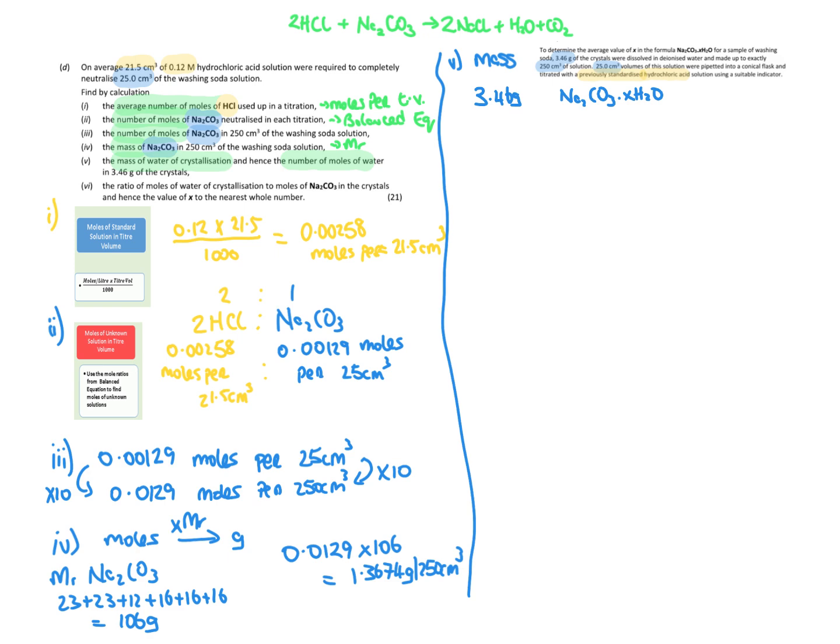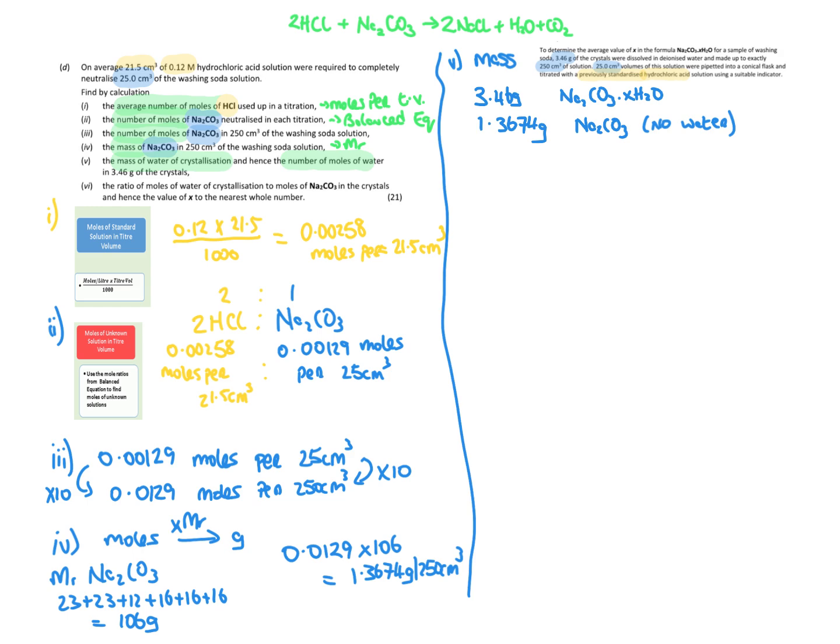Now, from part 4, we were working with anhydrous sodium carbonate. So we could say that we have 1.3674 grams of just Na2CO3, because that's what we figured out in part 4. So this means that there is no water present in this 1.3674 grams.